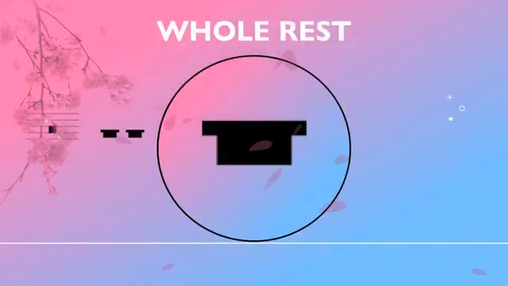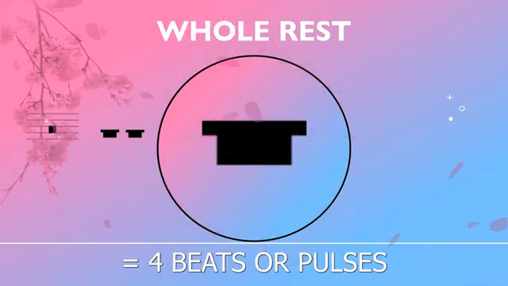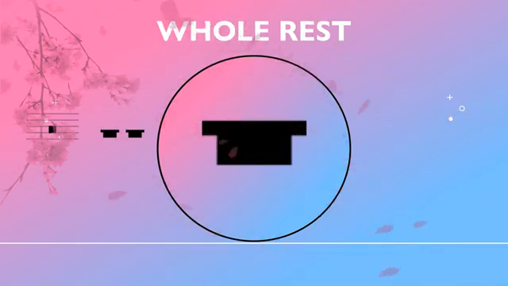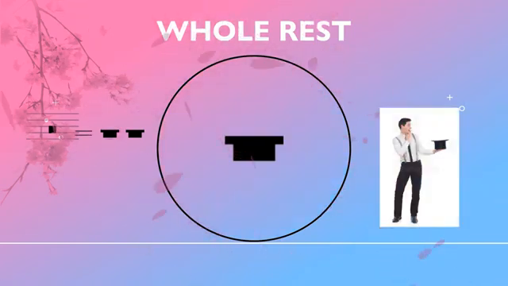Our first symbol that represents silence is the whole rest. The whole rest, similar to the whole note, is equivalent to 4 beats or pulses. This symbol right here, an easier way to memorize what it's called, looks like an upside down hat. This one also we represent with our entire pie intact. Again, it's symbolized by a hat that is upside down.